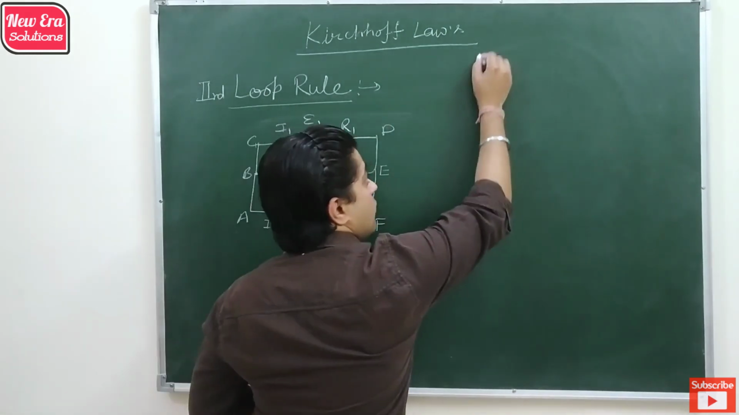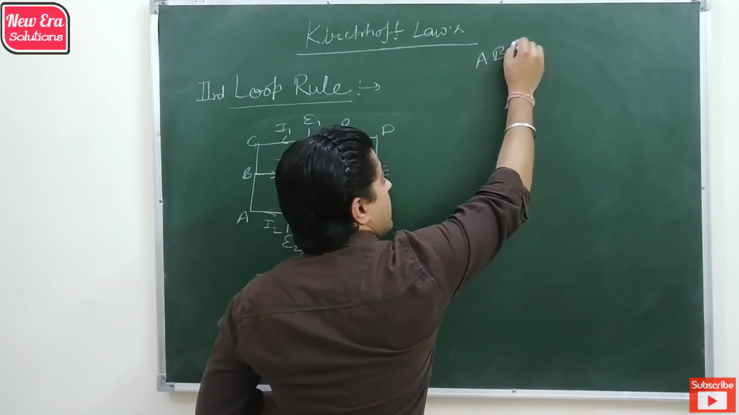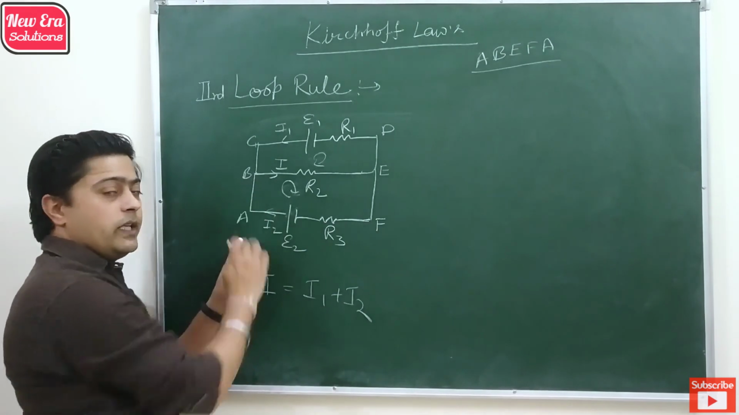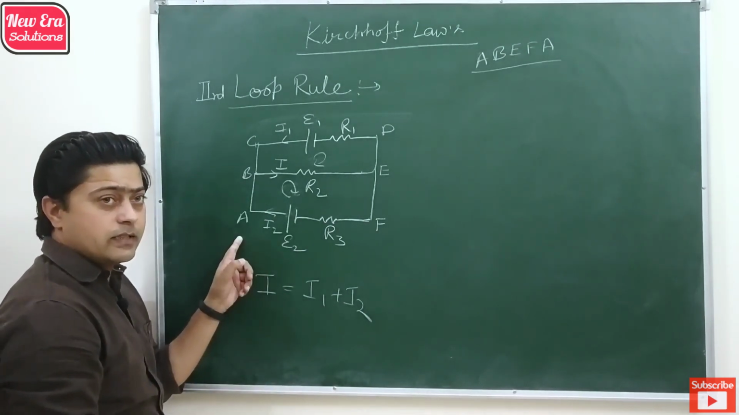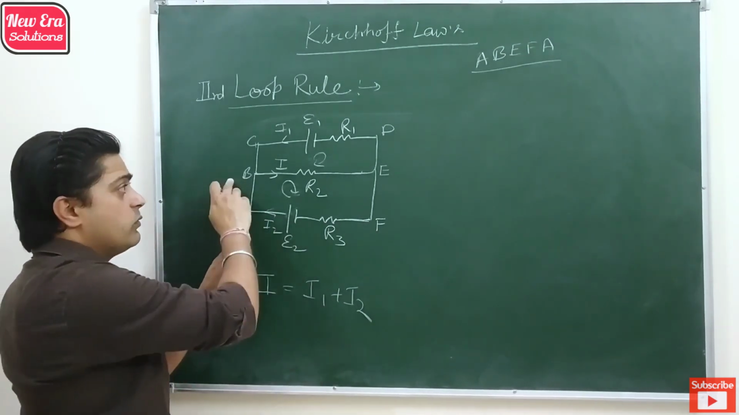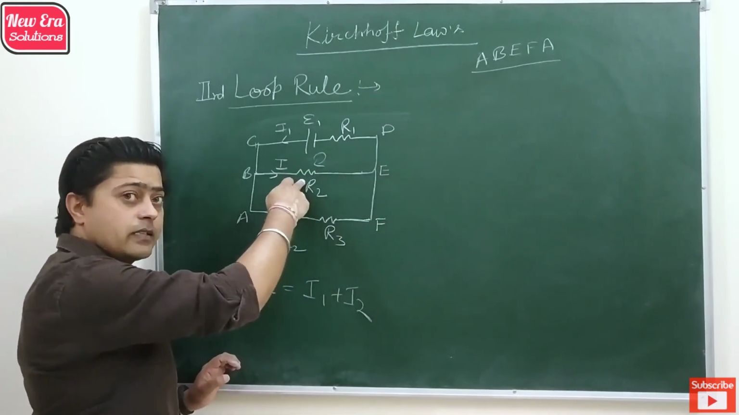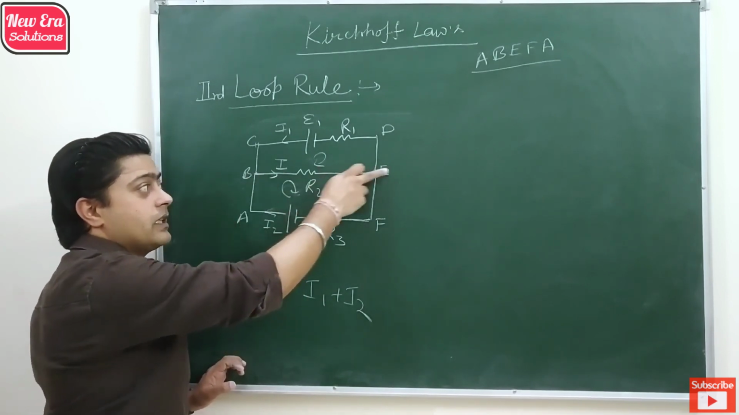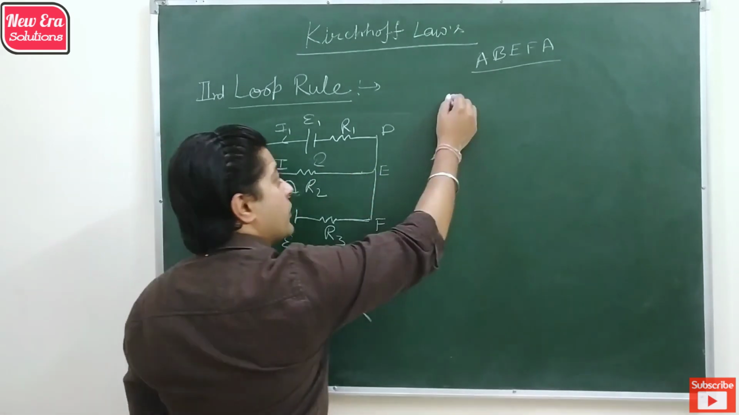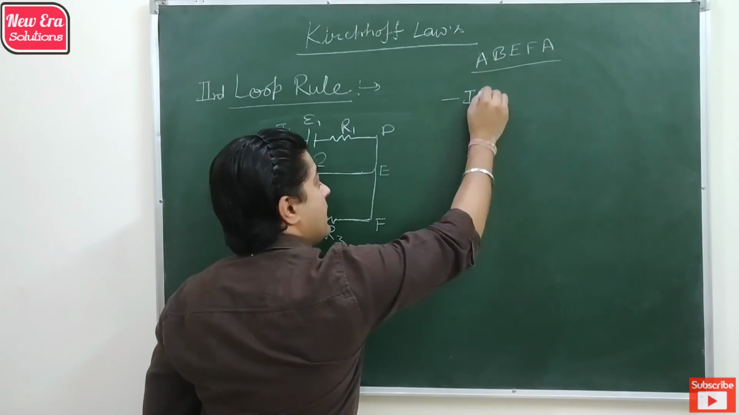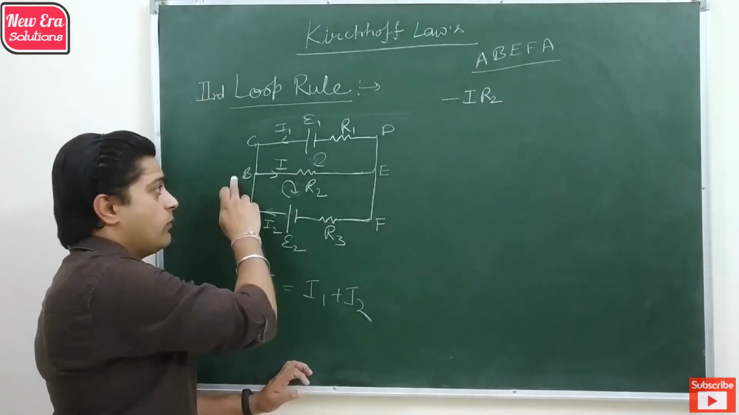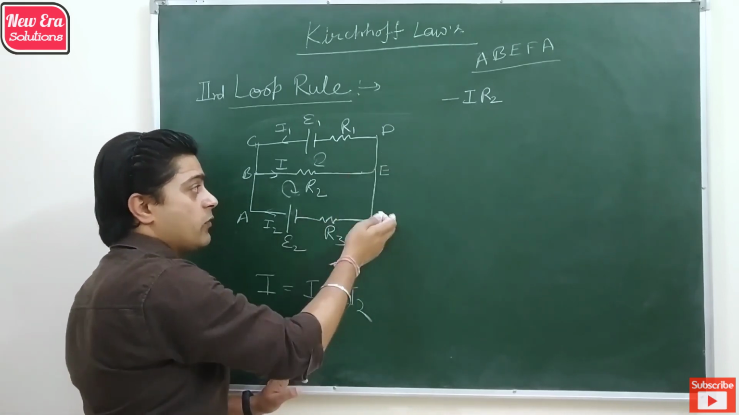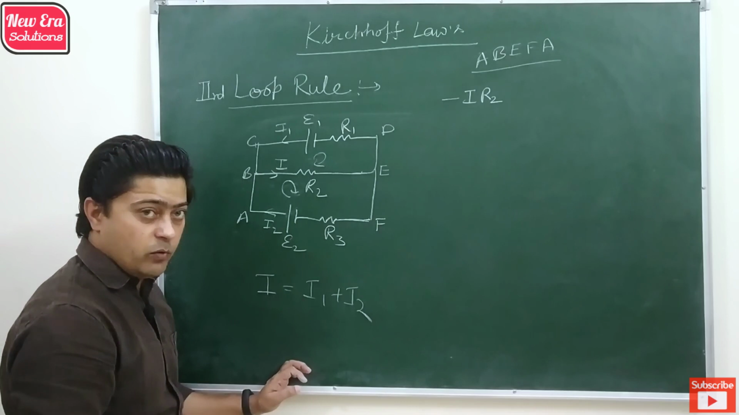For the first loop A, B, E, F, A: from A to B, there is neither a cell nor a resistance in the circuit, so there is no potential. When we move from B to E, there is a resistance R2 and I is the current flowing through it, and we are moving in the same direction as the current, so the potential is taken as minus IR2. From B to E, the potential is IR2 with the negative sign. When we move from E to F, again there is no potential.